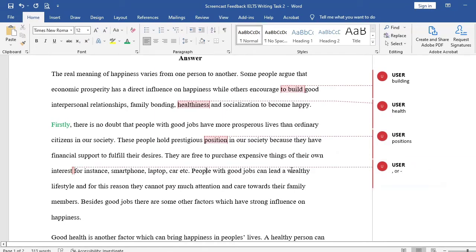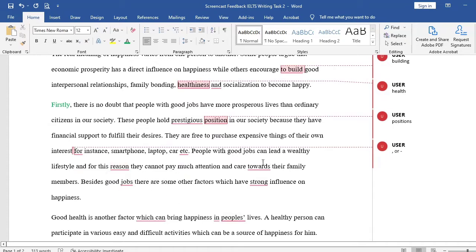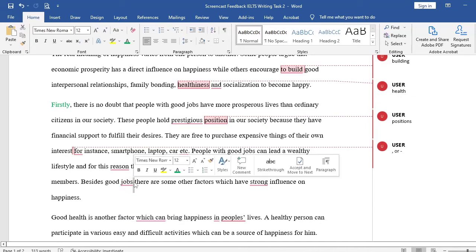People with good jobs can lead a wealthy lifestyle, and for this reason they cannot pay much attention and care towards their family members. Even though Grammarly is showing some corrections for these, they are not mandatory, so I'm not going to penalize my student for this. Besides good jobs, but here there should be a comma actually. There are some other factors which have strong influence on happiness. Let me just give a small comment here.